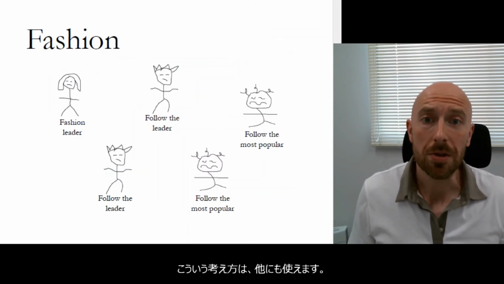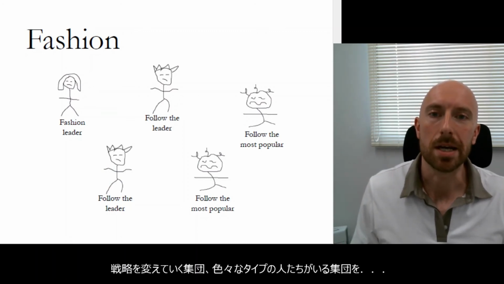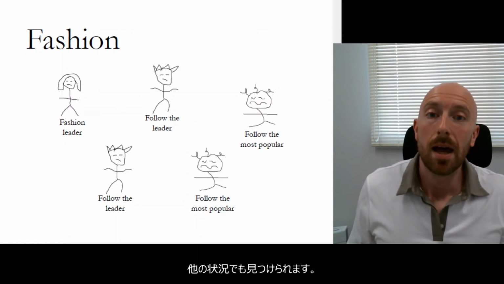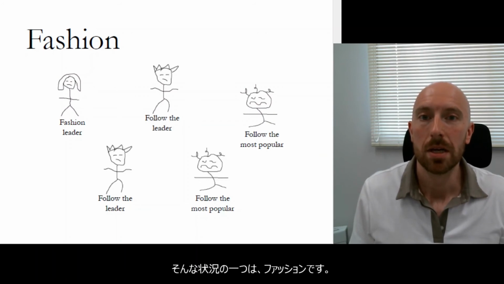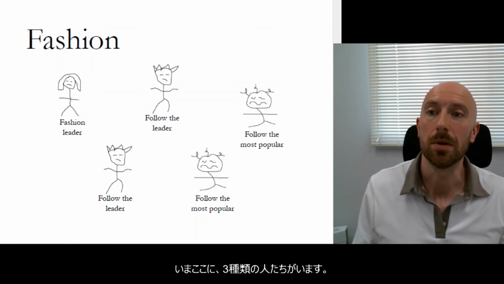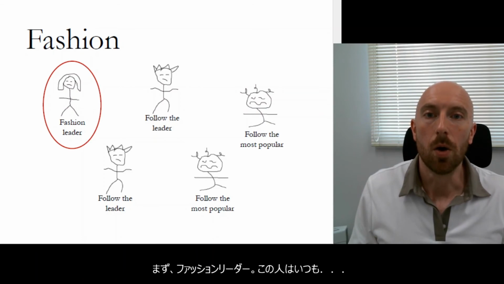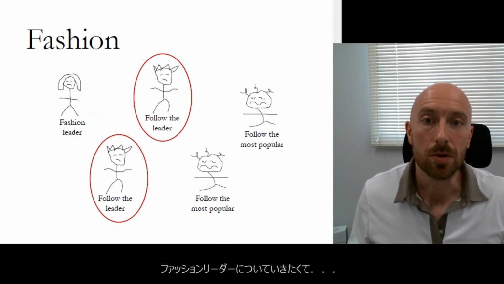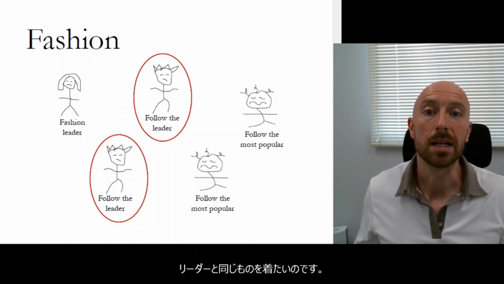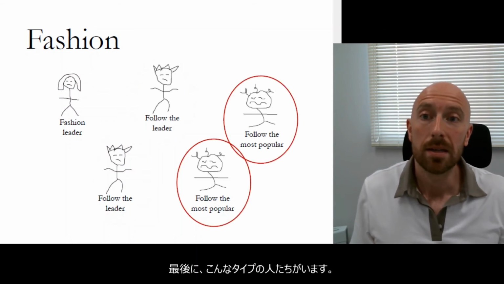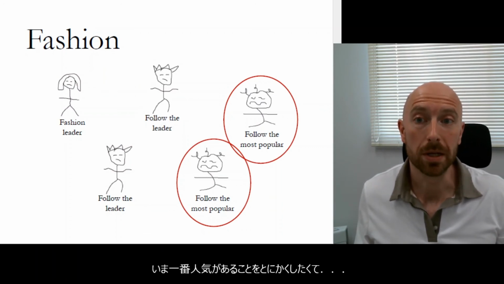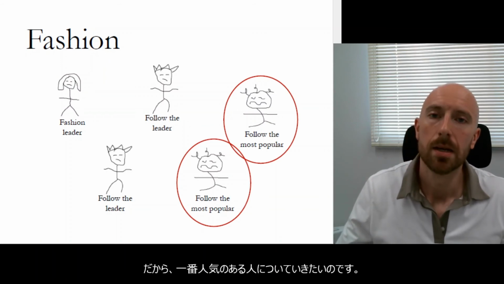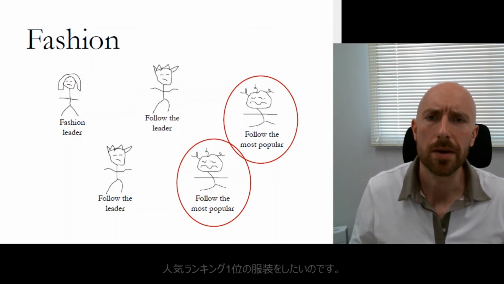And we can also think in this way. We can think of populations that change their strategies and populations of players who have different types. We can think of this in other contexts as well. So one context is fashion. Here we have three different types of people. We have a fashion leader who likes to always wear things that are different to other people. We have followers. These are players who like to follow the leader and wear the same thing that the leader is wearing. And finally, we have this type of person who just likes to do whatever is most popular, who likes to follow whoever is most popular in the population. So if many people are wearing something, they also want to wear it. They want to wear the most popular fashion.